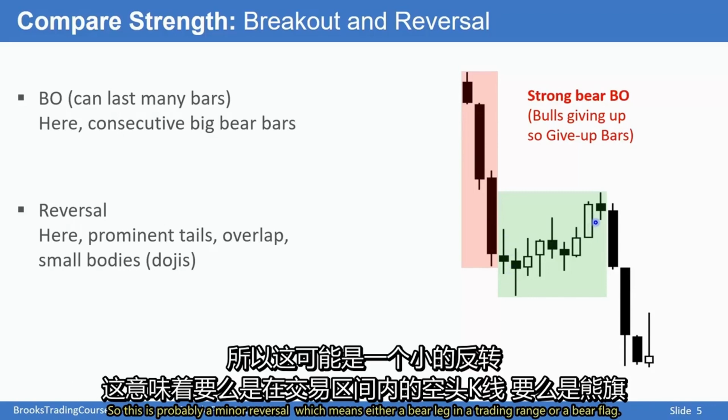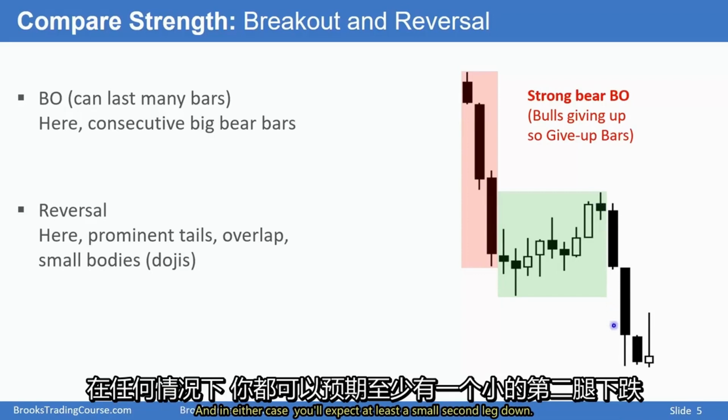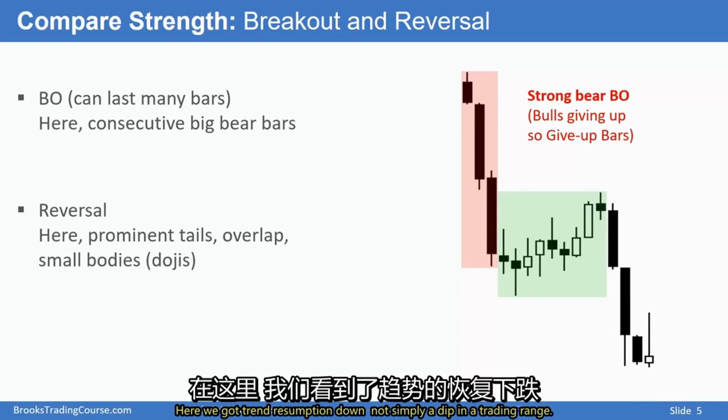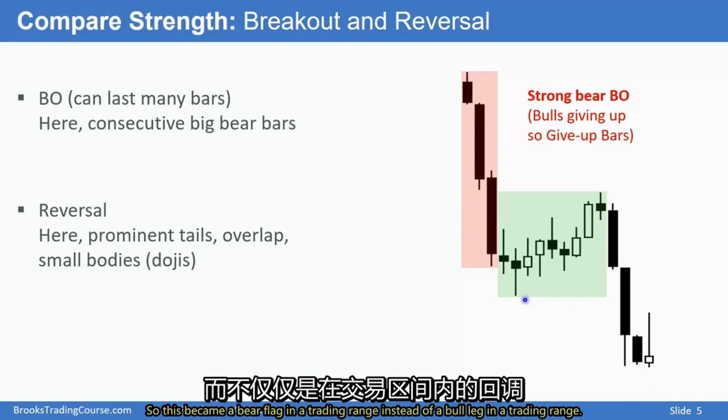So this is probably a minor reversal, which means either a bear leg in a trading range or a bear flag. And in either case, you'll expect at least a small second leg down. Here we got trend resumption down, not simply a dip in a trading range. So this became a bear flag in a trading range instead of a bull leg in a trading range.